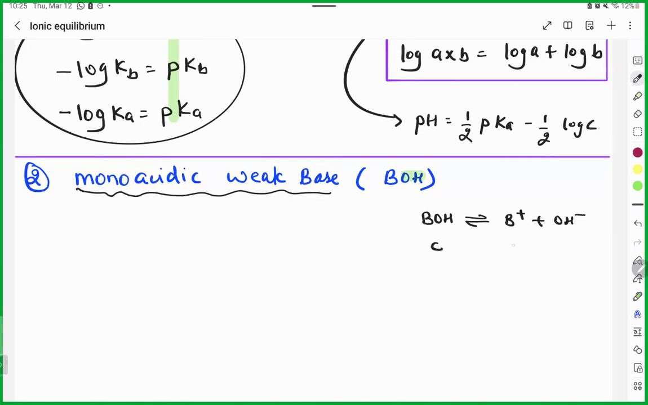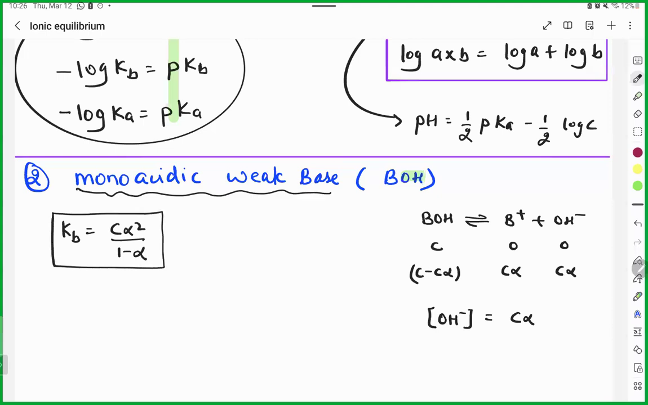Initial concentration C. After some time at equilibrium, this will be C alpha, this will be C alpha, this will be C minus C alpha. Correct? OH negative concentration is equal to C alpha. All other rules are same. Kb will be equal to C alpha square by 1 minus alpha. Correct?